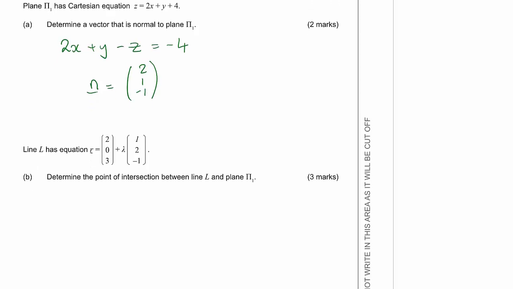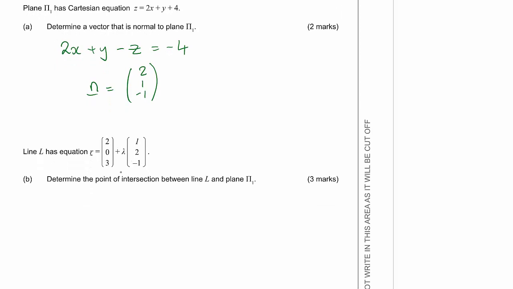We're now given a line just here. Determine the point of intersection between the line and the plane. So reading off from the line, we can see that x is going to be 2 plus lambda, y is going to be 2 lambda, and z is going to be 3 take away lambda. And then we can just substitute these into the plane.